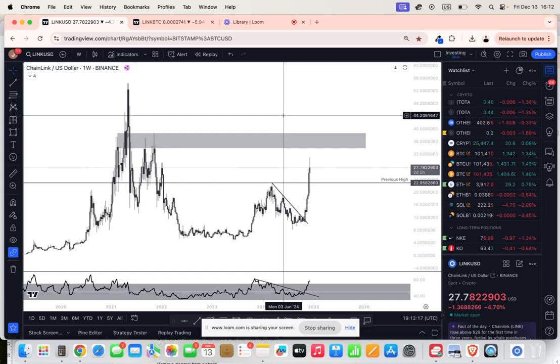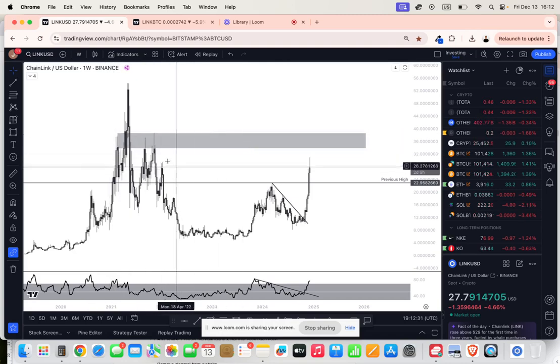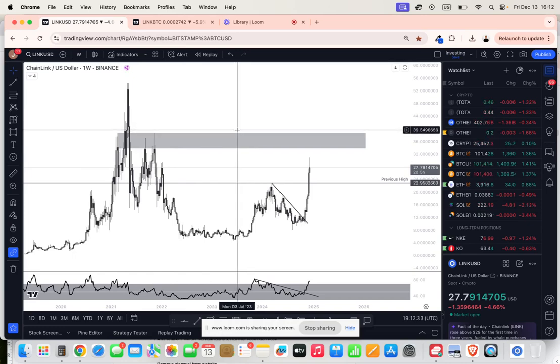Now, for the actual price targets that we're going to be targeting here, I've got our first one set between $33 and $38, just due to our previous market structure. We've got a lot of it at this level, and it also marries up with our Bitcoin pair, which I'll be walking you through in a moment.